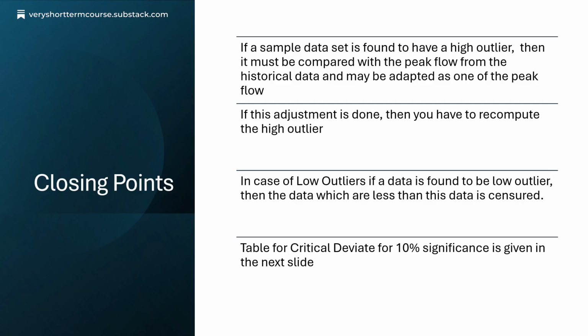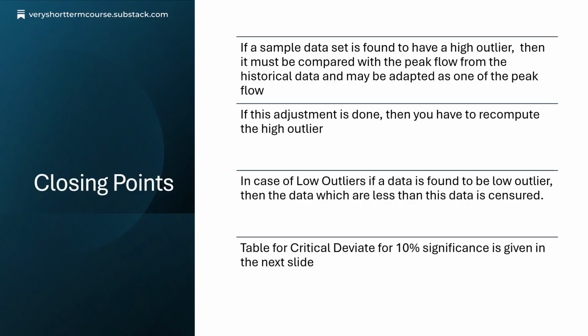And in case of low outlier, there also you will get a discharge after you inverse log the low outlier. And if there are any data in your data set which are less than this data, you have to delete those data as well. For high outlier, if any data is higher than this data, delete. If any data is lower than this data, for low outlier, then delete. Okay, and as I have said, there is a table for critical deviate against the number of samples you have in your data set.